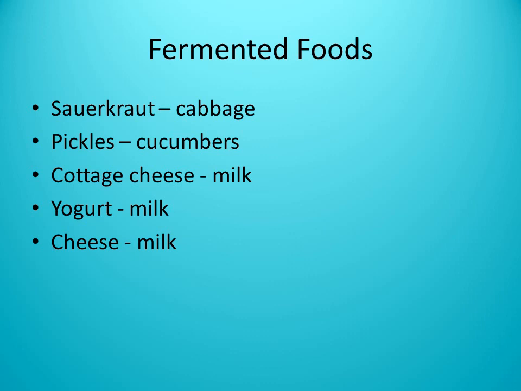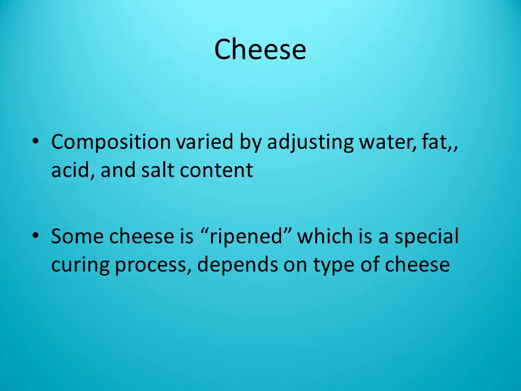A lot of foods are fermented. Cabbage, when it's fermented, that's how you get sauerkraut. You get pickles from cucumbers. Cottage cheese, yogurt, and cheese all come from milk. So none of those would be available without the effect of microorganisms.